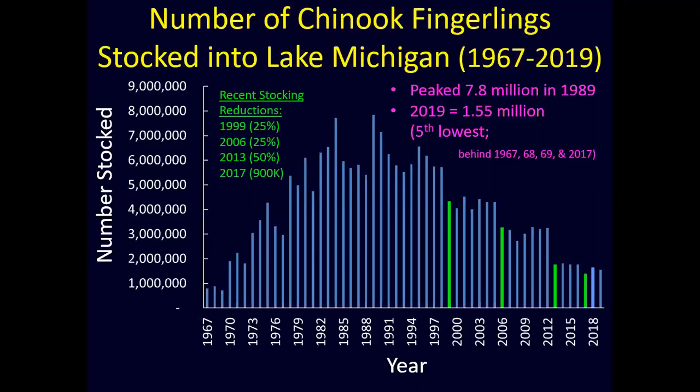There's been several stocking adjustments or reductions implemented, the four recent ones here highlighted in green. These stocking reductions have been implemented in an effort to try to balance predator and prey in the lake. And you can see most recently here, 2019, about 1.55 million Chinook salmon fingerlings were stocked.